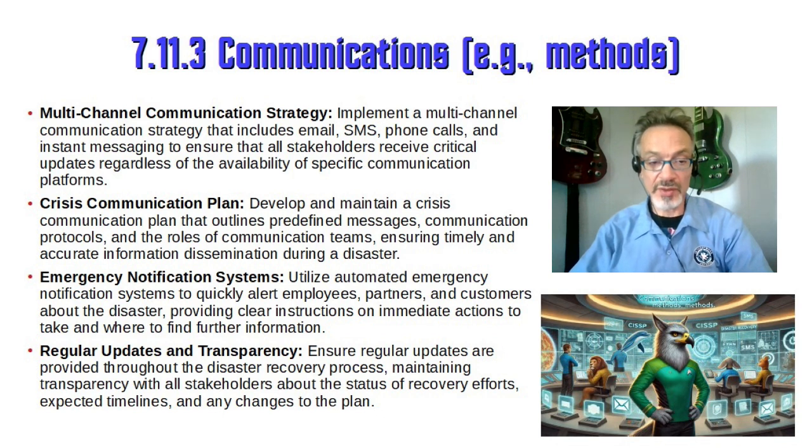2. Crisis communication plan. You need a clear, predefined crisis communication plan that outlines roles, protocols, and pre-approved messages, ensuring that during a disaster, the right information is sent quickly and accurately. Everyone needs to know who communicates what and to whom. 3. Emergency notification systems. Use automated emergency notification systems to rapidly inform employees, partners, and customers about the disaster. These systems should provide clear instructions on immediate actions and where to get more information.